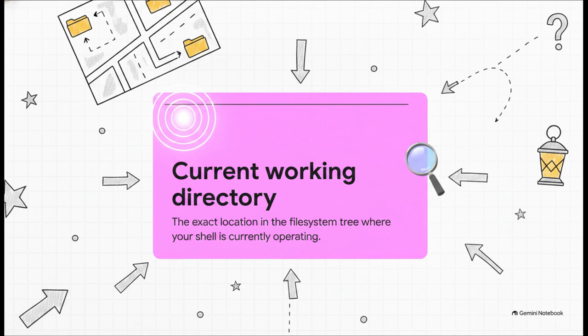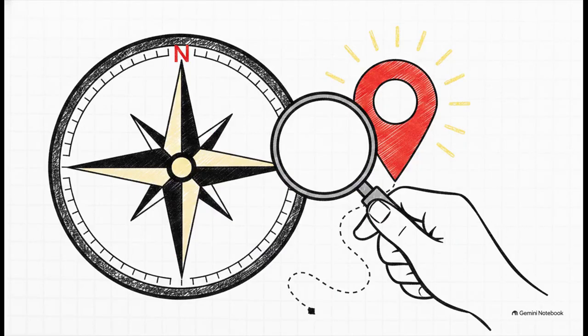Now, your command prompt might give you a tiny hint, like showing the name of the folder right next to the cursor, but you need to know how to verify your absolute exact position in the wider terrain. And to do that, you use the pwd command. This is your ultimate diagnostic compass. It literally stands for Print Working Directory.